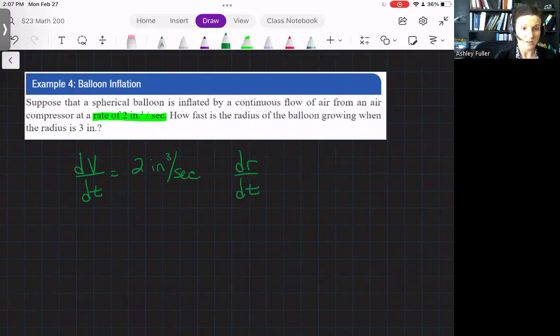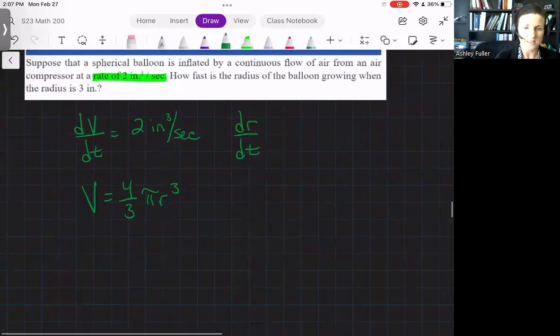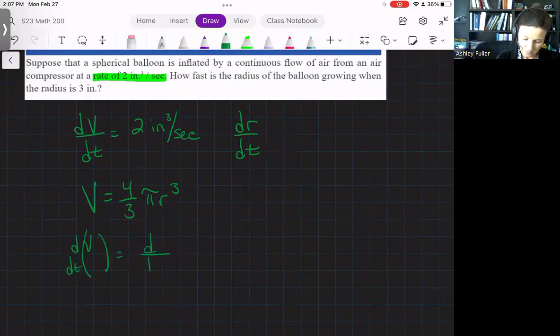We have to know some formulas here. The formula for the volume of a sphere is 4/3 pi r cubed. What we want to know is the change in radius with respect to time. So I can differentiate both sides with respect to time, because that's what I'm trying to calculate.